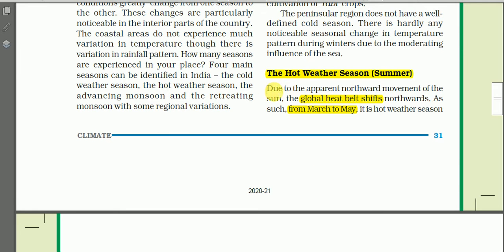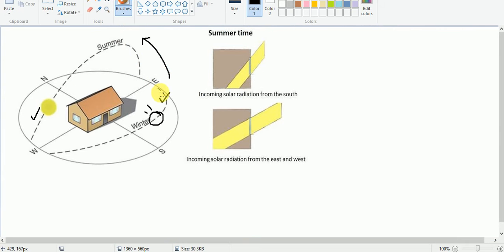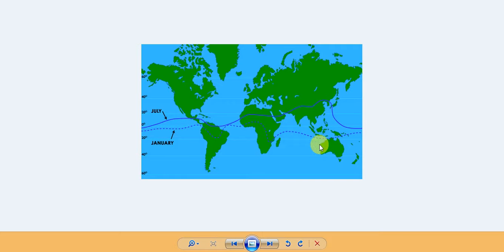Again, let us read. Due to the apparent movement of the sun, the global heat belt shifts northwards. Due to this apparent movement of the sun towards the north, the intensity of the sun's rays increases, and that is why we feel hot. And the thermal equator is moving north or south of the geographical equator.